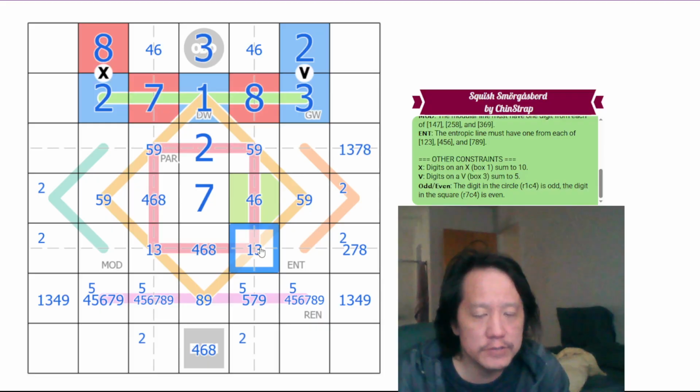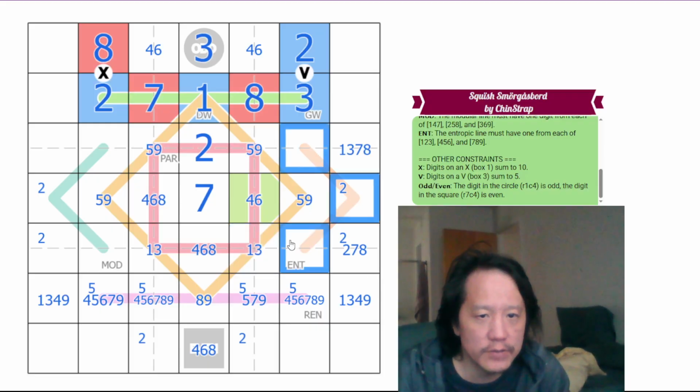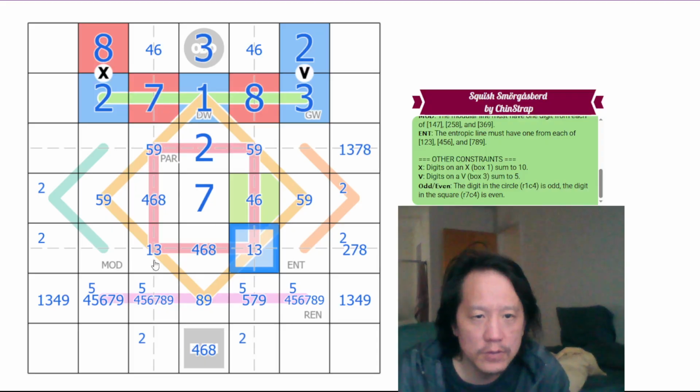This is a guaranteed low. We have a guaranteed low here. But that doesn't help much. This is guaranteed high. This is high.